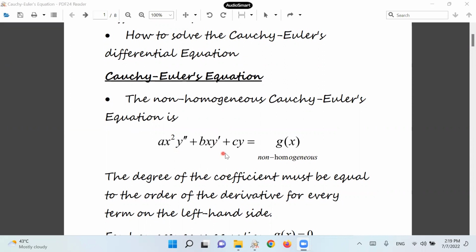Now, the non-homogeneous Cauchy Euler differential equation will be of the form: ax squared y double dash plus bx y dash plus cy equals g of x. If the term on the right hand side, g of x, is non-zero, then the equation is called non-homogeneous.